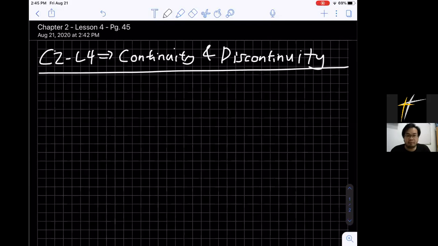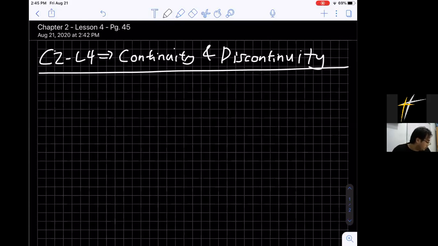But for this example, it is discontinuous at x equals 3 because there is a gap there. The value of the function is not defined when x equals 3. So that's why at that certain point, when x equals 3, the function is called discontinuous. It's discontinuity. Now, if you move on to the next page, page 46, there are several examples of discontinuity.